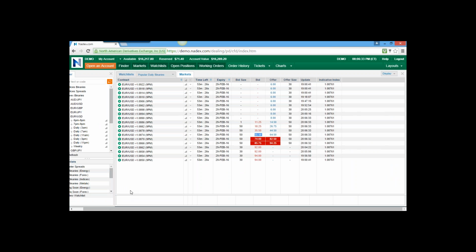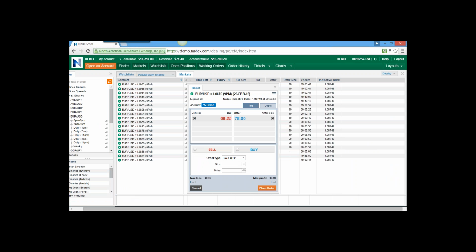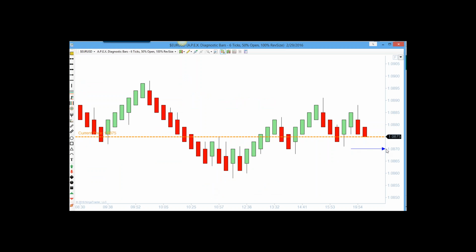Let's take a look at an actual example. Look right here. Look at this 0870. I can buy it right now for about 78 bucks. So what is a binary? It's a statement: the euro dollar will expire above 0870. That's it. So if I buy it right here, I'm saying the market will expire above 0870. So if the market sits right where it is here at 0875 and then expires, I win, right?